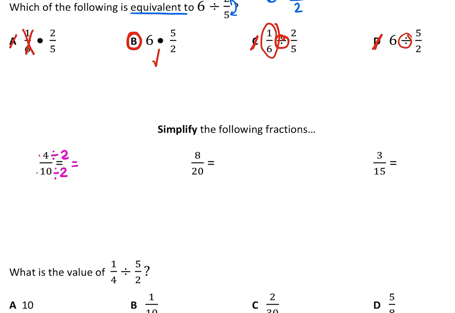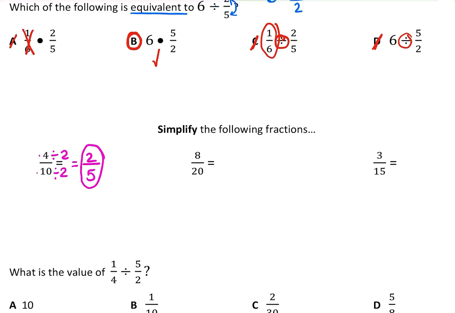4 divided by 2, so count by 2s until you get to 4. 2, 4, so that's 2. And then count by 2s until you get to 10. 2, 4, 6, 8, 10, that's 5. Okay, so now we have 2/5. What can I count by that gives me 2? Just 2. But can I get to 5 counting by 2s? 2, 4, 6. No, I cannot, so I cannot go any further. That is my answer. So that would be the multiple choice answer.